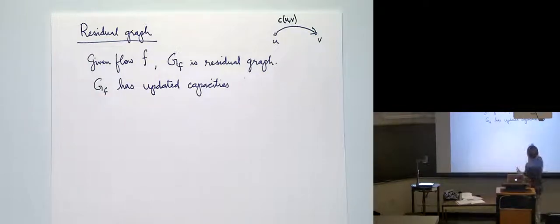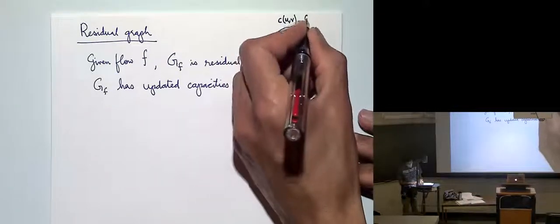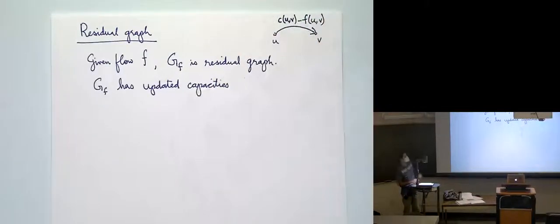How much capacity is left? So you have CUV. Just subtract FUV. That's how much capacity is left. But now this was the genius. It says that actually in your next iteration you could try to reduce the flow on that edge. You're already sending FUV units of flow. Maybe you want to reduce that flow to send it somewhere else.